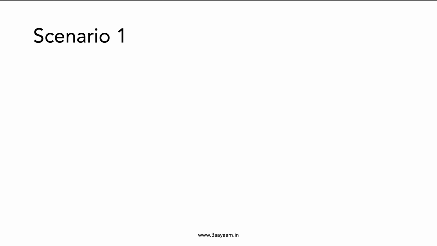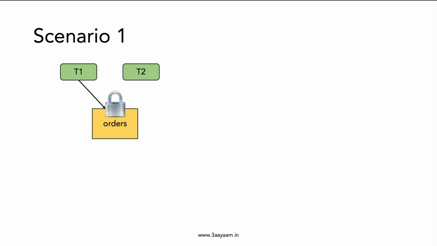Now in scenario 1, I have this orders table. Instead of customers, I'll take the orders table, and I will start a transaction T1 in session 1. This transaction should take a lock, and then I'll try transaction 2 and see whether it waits or not. The transaction would only wait if it is conflicting with transaction T1.